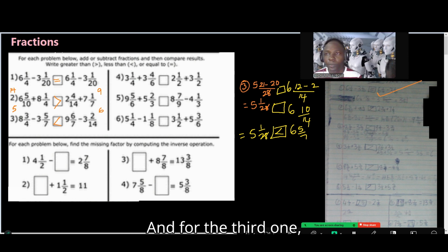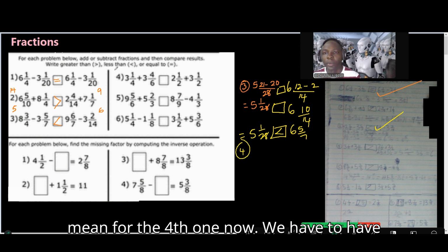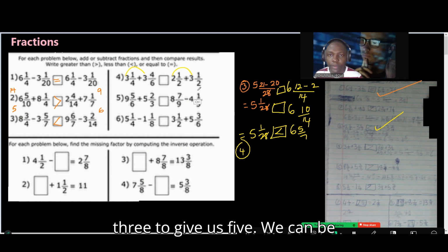And for the third one, which you also put less than there, for the fourth one now, we have to add 3 and 3 to give us 6, and 2 and 3 to give us 5.